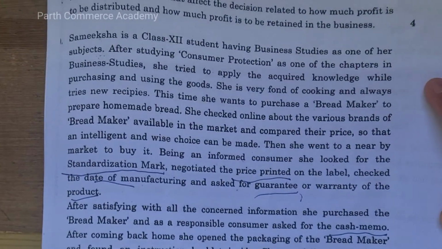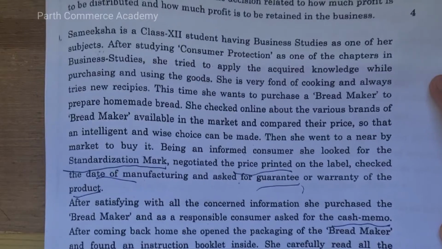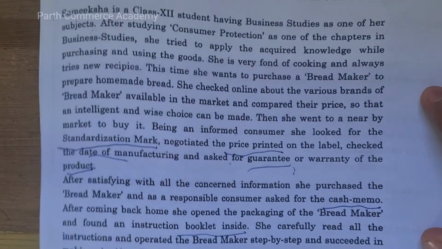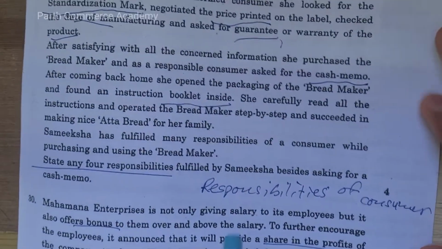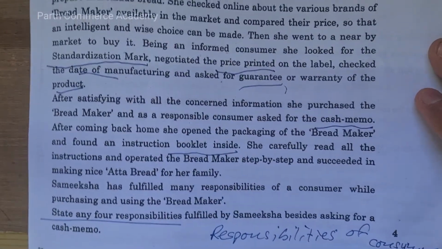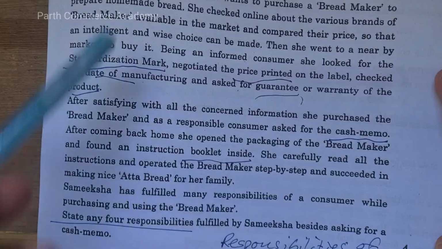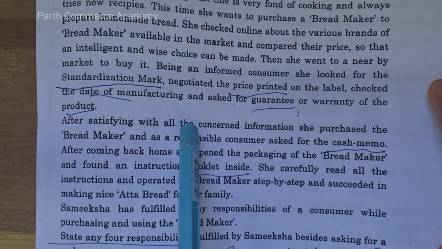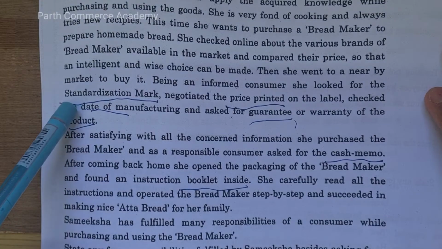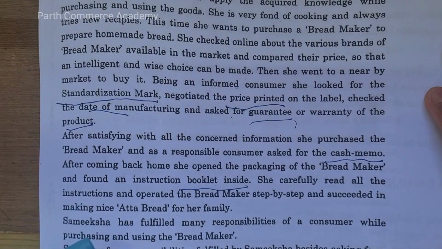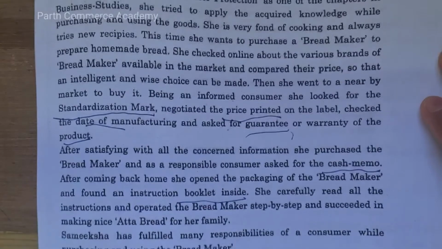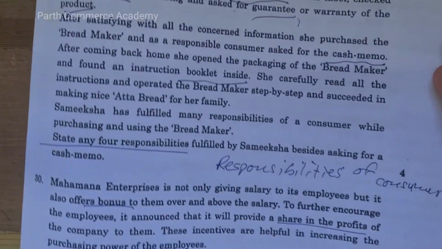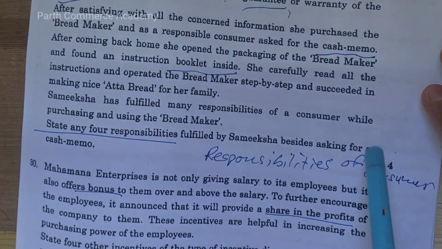Next, question numbers are not given, but some we can understand. Samiksha is a class 12 student, and in this case study, which is long, they are talking about responsibilities of consumers, like taking a cash memo, reading the booklet, purchasing standardized products, and following the instructions. So many things are there which every consumer has to follow. So responsibility of consumers is the answer here.